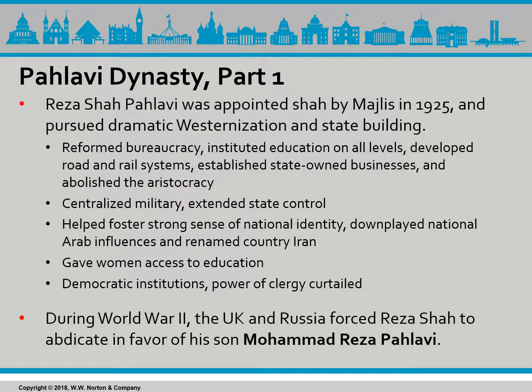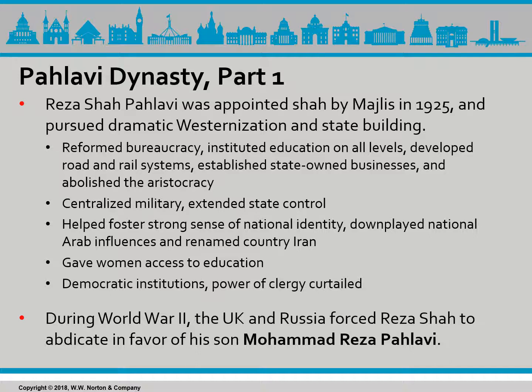Now, the Pahlavi dynasty: he was appointed Shah by the Majlis in 1925, and he pursued, again, dramatic westernization and state building. He reformed bureaucracy, he instituted education on all levels, developed road and railway systems. Again, the things that we've talked about before as being central to a thriving country is infrastructure development, and he was doing that. Okay. He centralized the military and extended some state control. He helped foster a strong sense of national identity. He downplayed national Arab influences and renamed the country Iran. He also gave women access to education. He was very forward-thinking. He was very open to westernization.